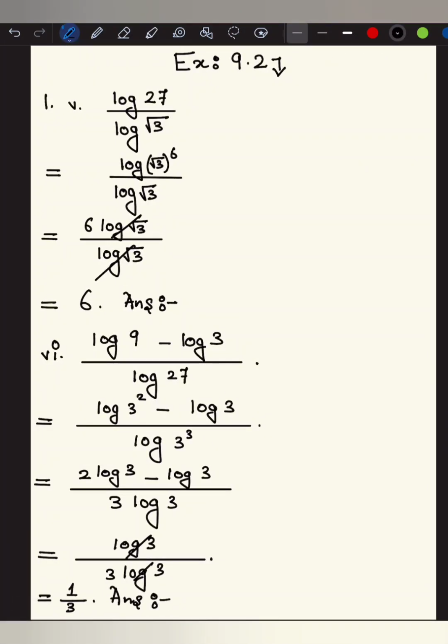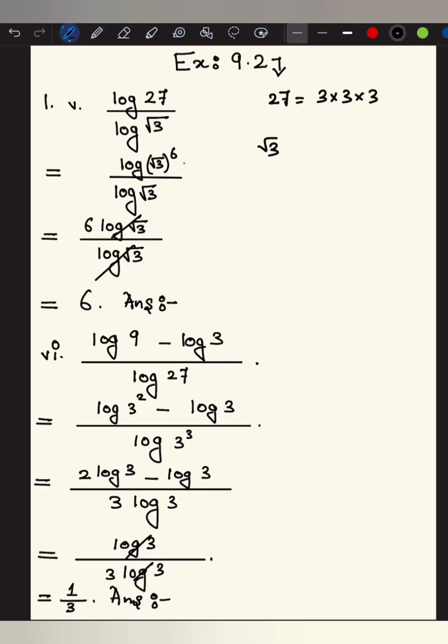So let's come to exercise 9.2. Question 1, subpart 5. It is given as log 27 by log root 3. So look here, 27 and root 3, these are the two terms that are given. 27 is nothing but 3 into 3 into 3. This is what needs to come to your mind.